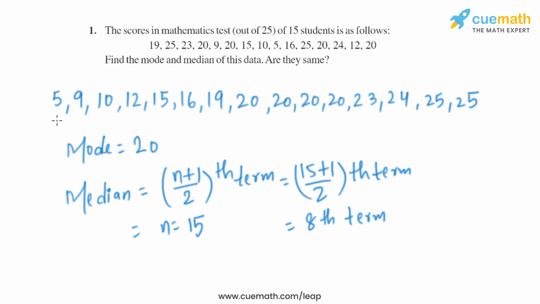So let's check it out. 1, 2, 3, 4, 5, 6, 7, 8. So at the 8th place, we are getting 20. So that will be the median of the given data. So we have got the mode as 20 and the median as 20. So both are the same.